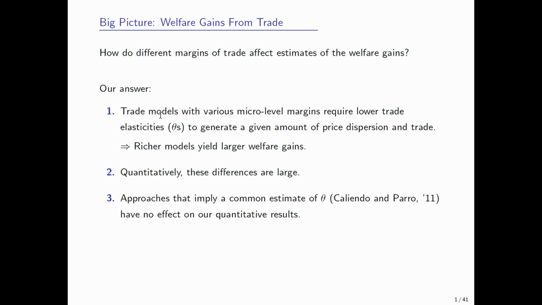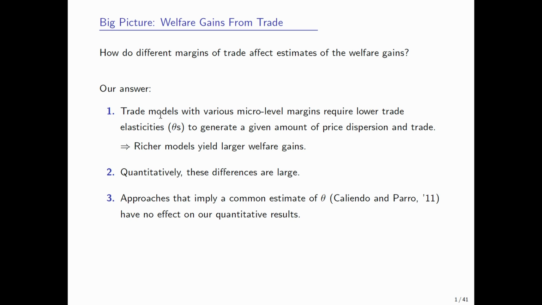And in particular, there's going to be an ordering such that models that feature more margins of trade will end up needing a lower trade elasticity to match that same moment. That will rank the models according to trade elasticities as well as according to the estimated welfare gains from trade. We'll show you that quantitatively these differences can be quite large, varying from about a quarter to a third.